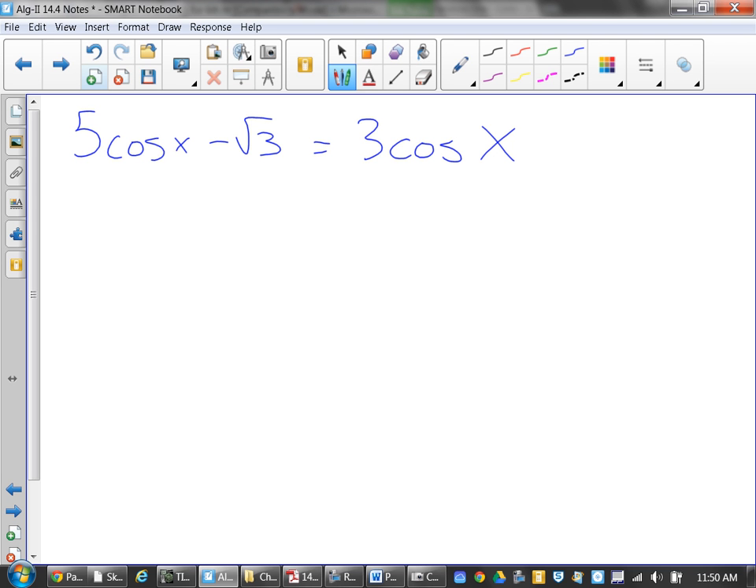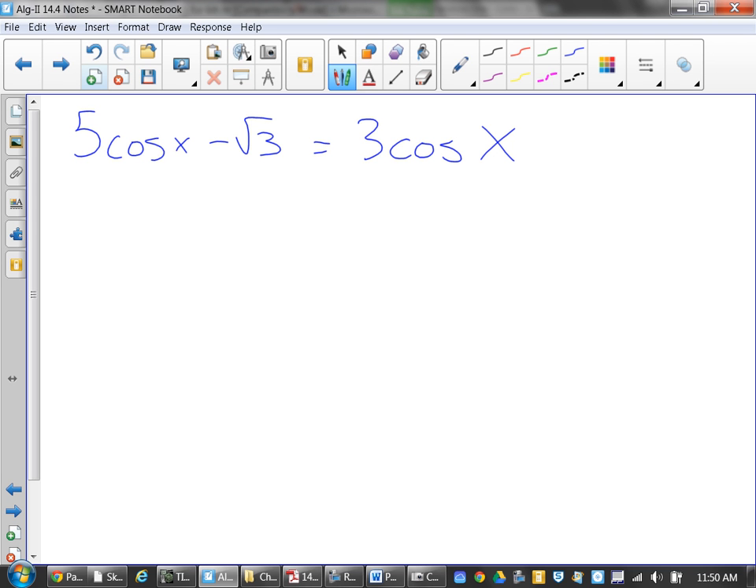Now, this may look weird. It's bigger. What I want you to think of is, when you have the numbers out in front of a cosine, think of it as a coefficient. Notice how you've got a cosine of x on both sides. Think of this as 5x minus root 3 equals 3x. What would you do? You would subtract 3x, wouldn't you?